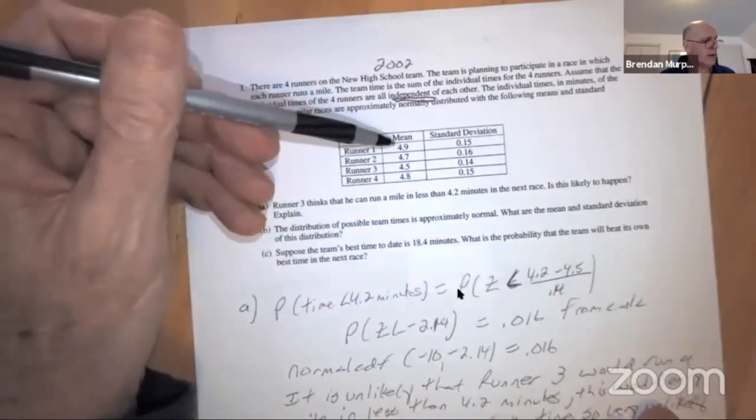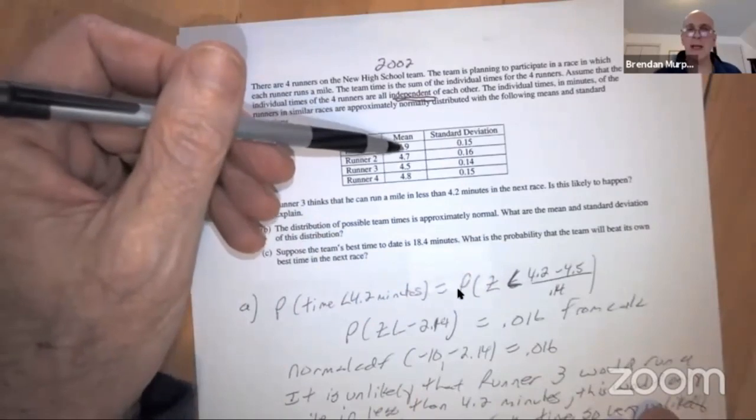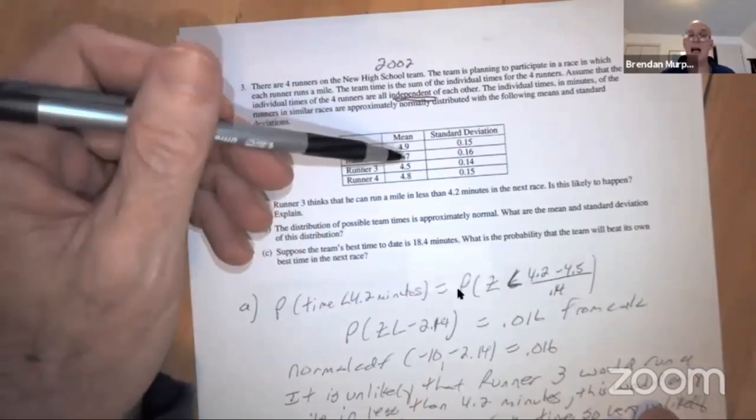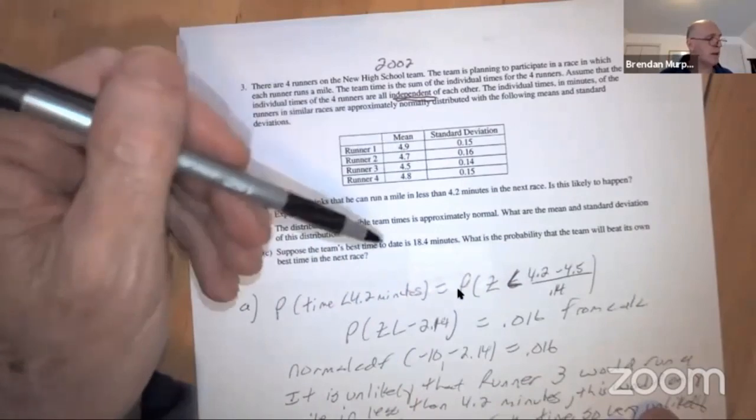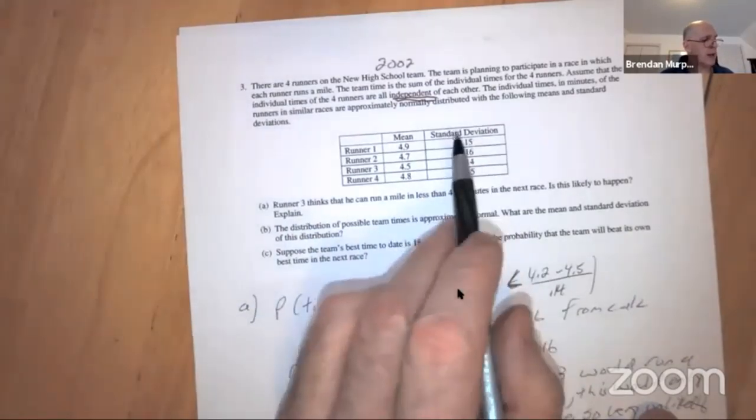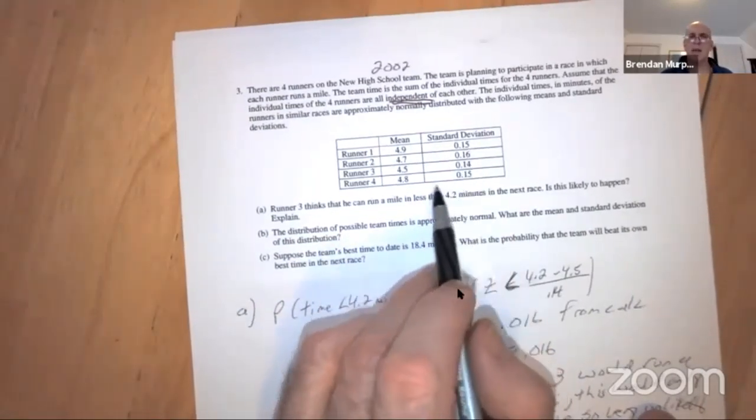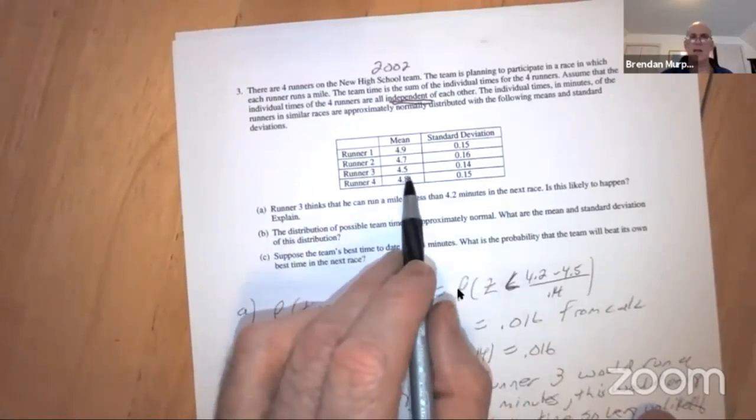So runner A runs a mile in 4.9 minutes. That's actually a pretty good mile. You know, that's really hard to do. These are all under 5-minute miles. These are pretty good runners. And there's their associated standard deviation. So it looks like runner 3 is perhaps the fastest runner.